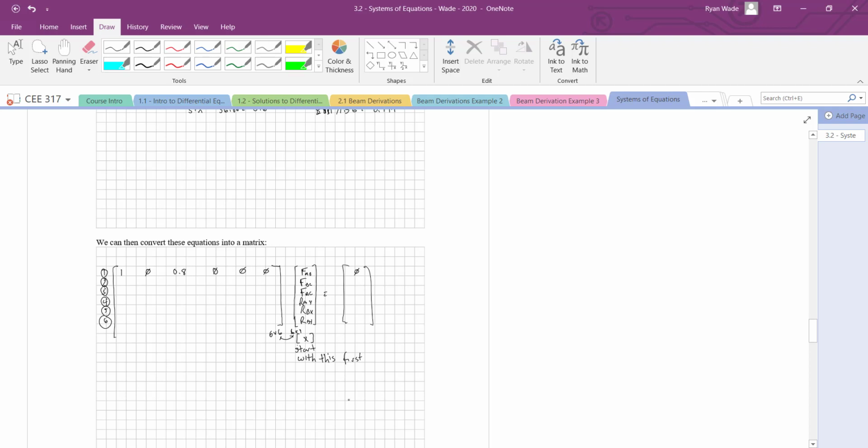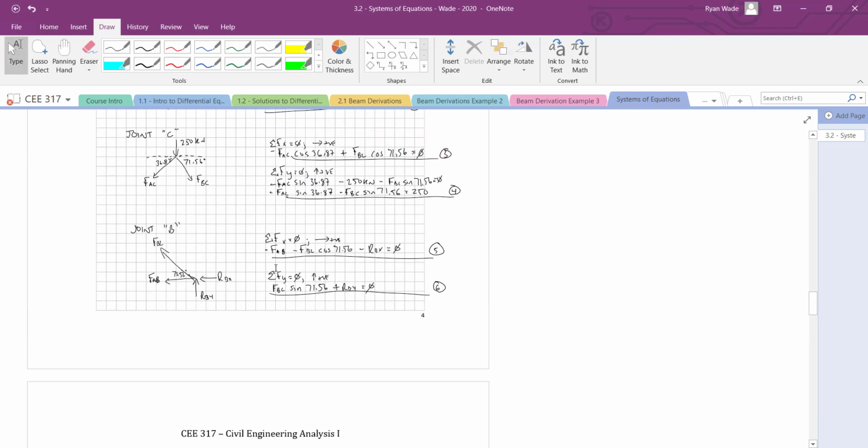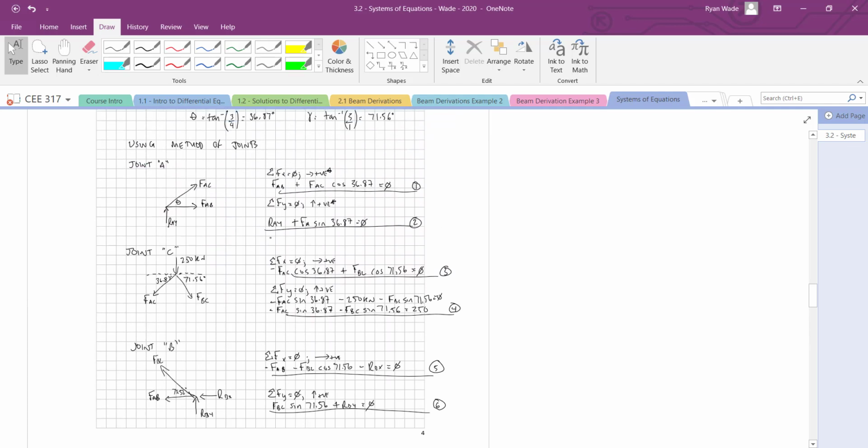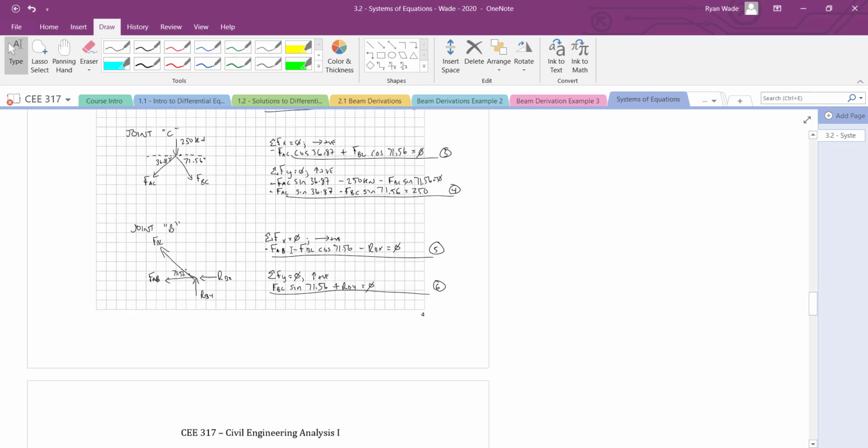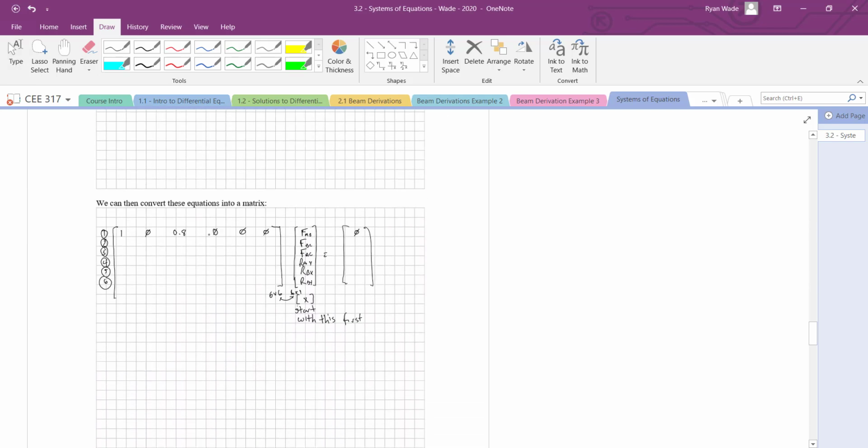So we just continue this through the other equations, making sure that we keep the signs and the values correct. Equation 2 is RAY plus FAC sine of 36.86. So I've got an RAY, which is the fourth one, plus FAC times the sine, which is 0.6. The rest are zeros because I don't have any more of the variables in there, and that one also equals 0. I can do the same thing for all the values, and what I'm going to get is something that looks like this.